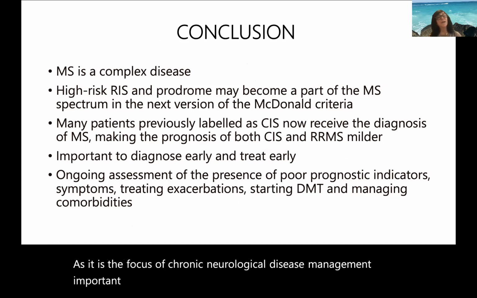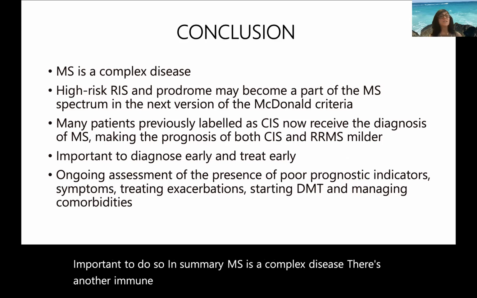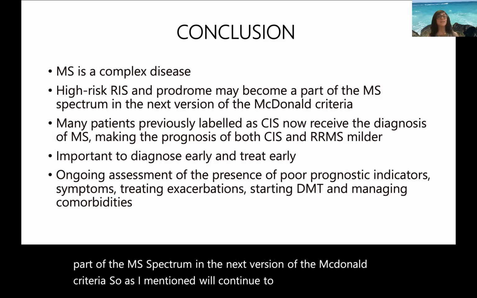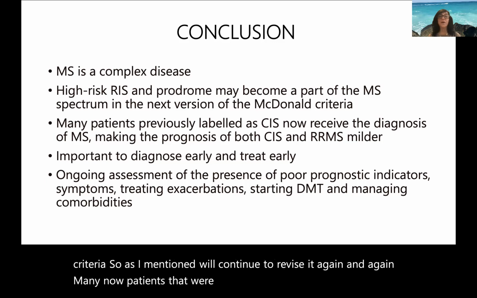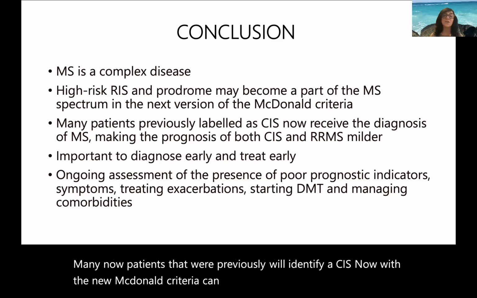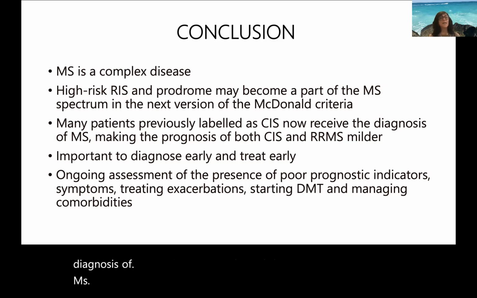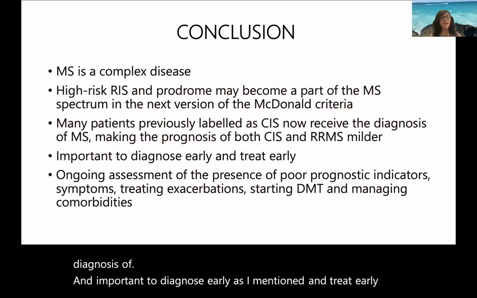So in summary, MS is a complex disease, an autoimmune disease. High-risk RIS and prodrome may become a part of the MS spectrum in the next version of the McDonald criteria. As I mentioned, we'll continue to revise it again and again. Many patients who were previously identified as CIS, with the new McDonald criteria can probably get the diagnosis of MS. And it's important to diagnose early, as I mentioned, and treat early. We are all in agreement with that.